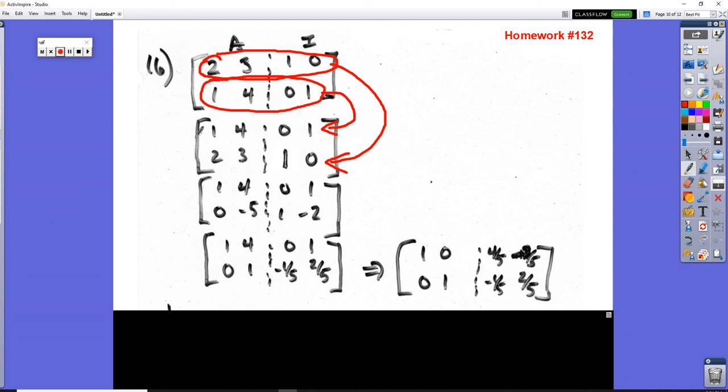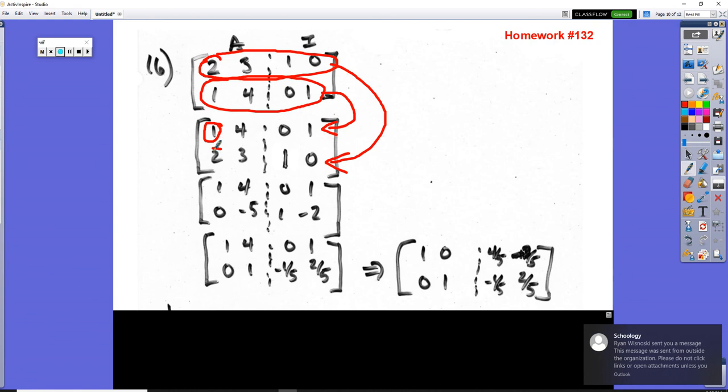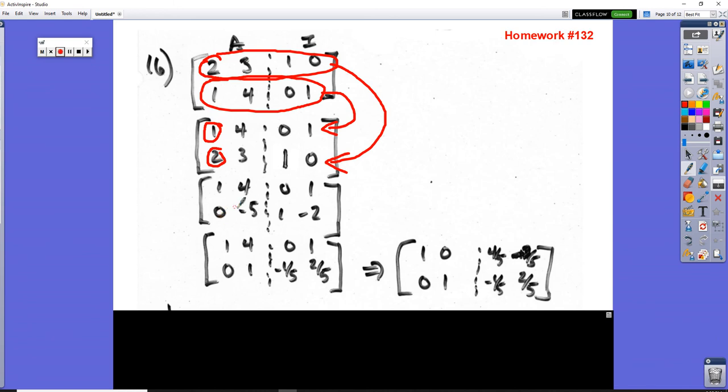So this 1, 4, 0, 1, the whole thing moved up to the top. And the 2, 3, 1, 0 came from the top and moved down to the bottom. Okay, so I now have a 1 in my top left corner. The next thing to do is to turn this 2 into a 0. So you're going to have to multiply the top row by -2 and add with the bottom. It's going to give you 0, -5, 1, -2.